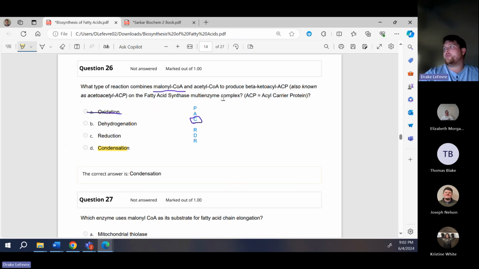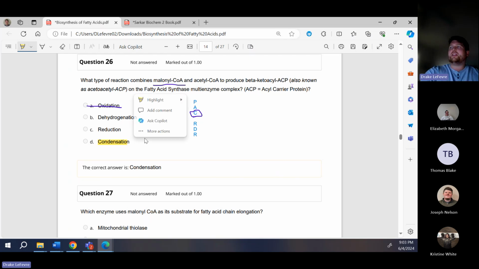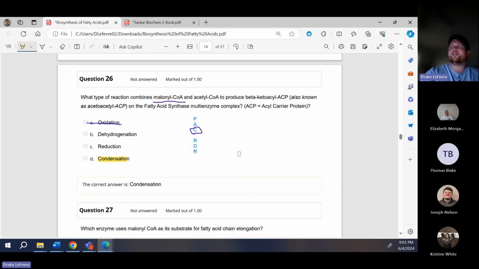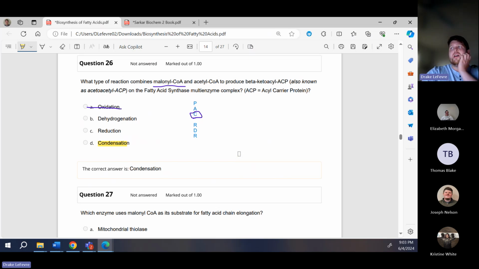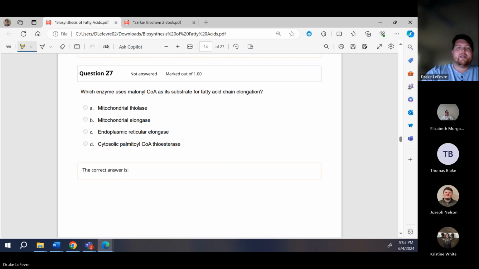The condensation reaction produced the beta ketoacyl ACP. And I didn't really see a lot in the book on this. I personally feel like Sarkar's book is really good, but a lot of this first chunk of material felt like Biochem 2, and there was some background I was probably missing when I took the class, but it is what it is.